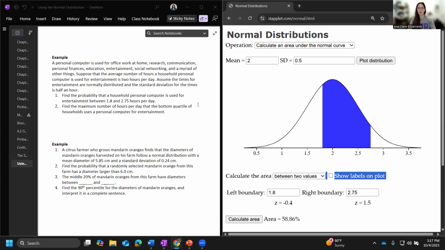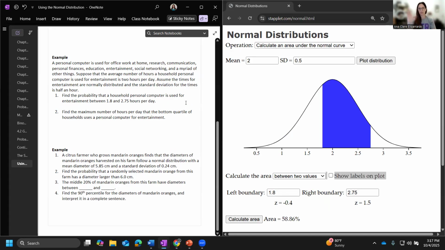And it tells me the z-scores of the boundaries. That's about negative 0.4 to the left and 1.5 to the right of the mean. And so the probability of 1.8 less than x less than 2.75, using correct notation, is 0.5886, which is equal to 58.86%.